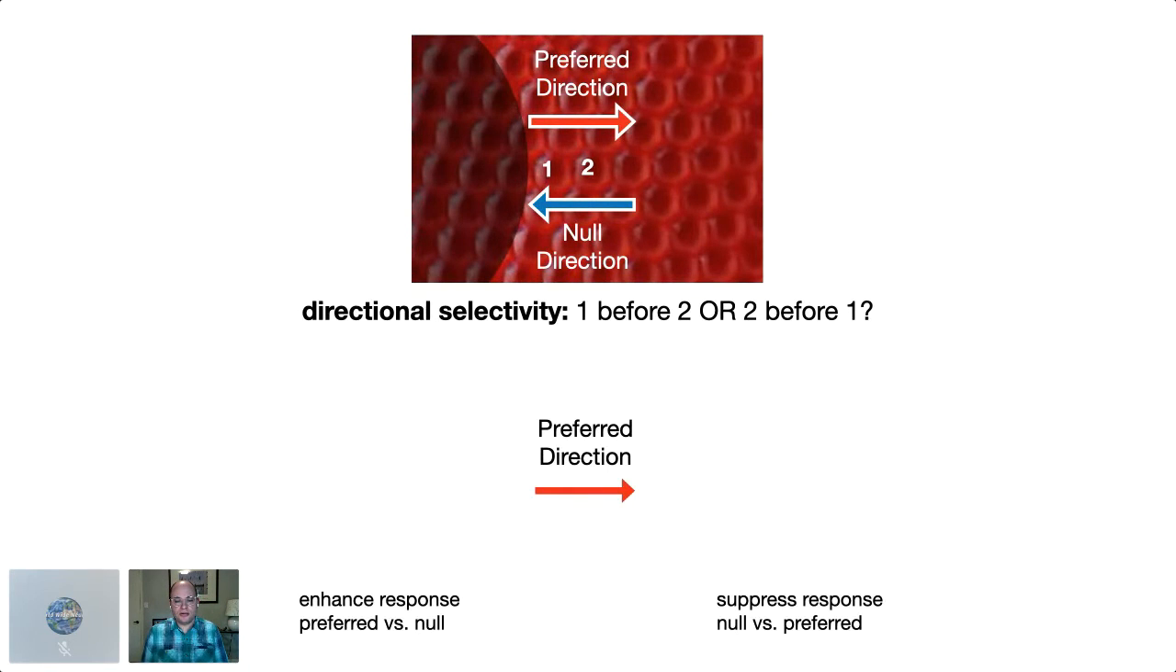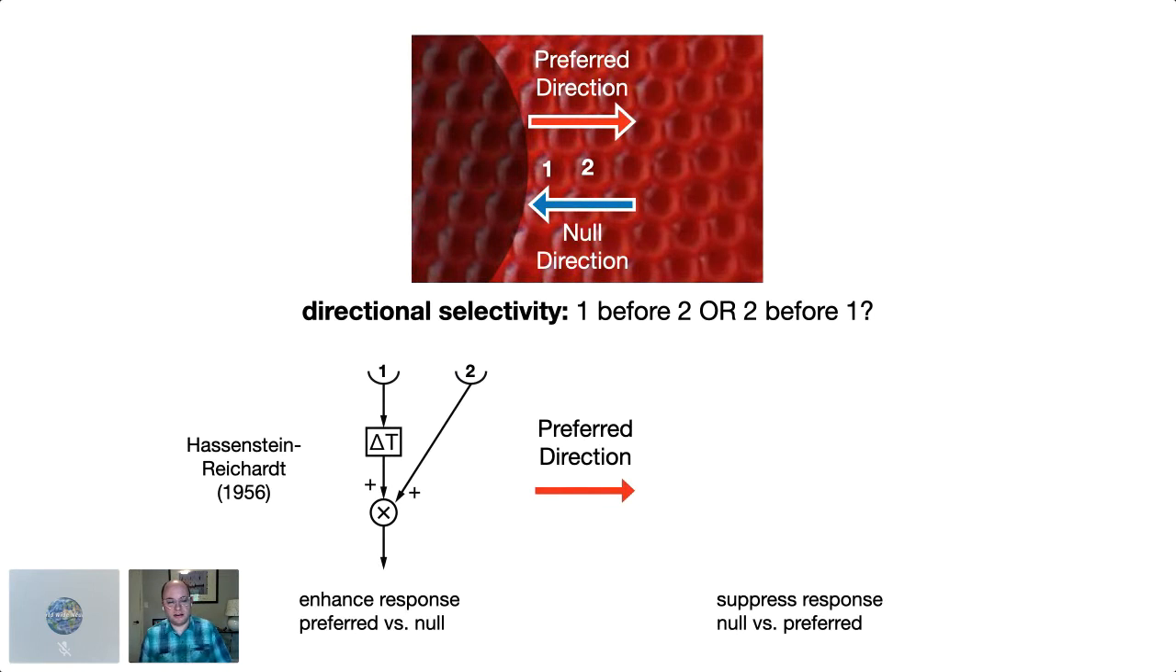There are really two general strategies for how to report the direction of motion. One is that you would enhance the response for the preferred direction, and the other is that you would suppress the response in the null direction relative to the opposite direction. And these are the two strategies, and they map onto two classic models, theoretical models that essentially imagine what the computational circuit might look like. The first is the so-called Hassenstein-Reichardt detector, which is the canonical example of a preferred direction enhancing element. And then the canonical example of the suppressive one is the so-called Barlow-Levick detector.